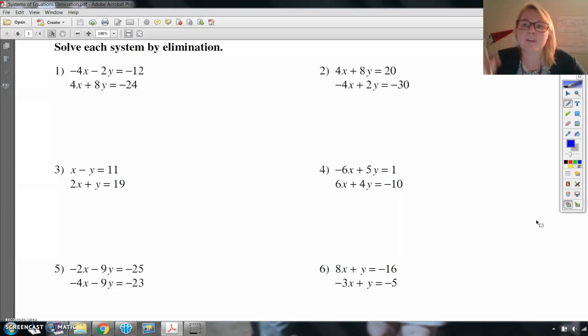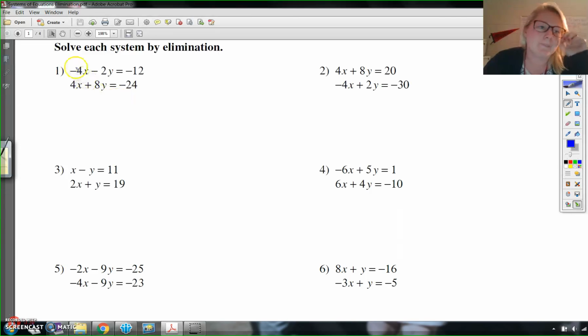What you want to do is get rid of one of your variables. This sounds really weird, but just watch and see. I know it's a little crazy. So, the first thing we're going to do is look at a pretty easy one, okay? Negative 4x minus 2y equals negative 12, and 4x plus 8y equals negative 24. I want you to notice how these are aligned: negative 4x and positive 4x, then my y's together, and then my constants together, right?